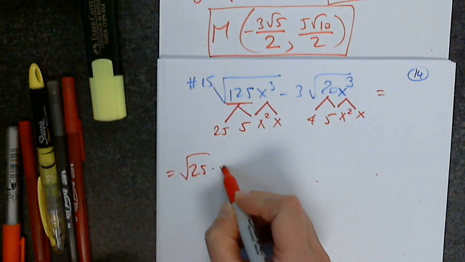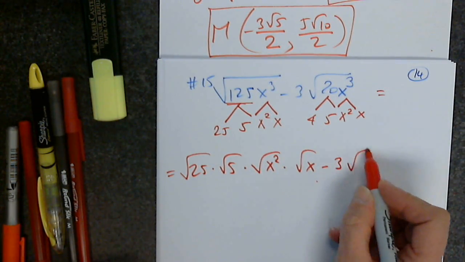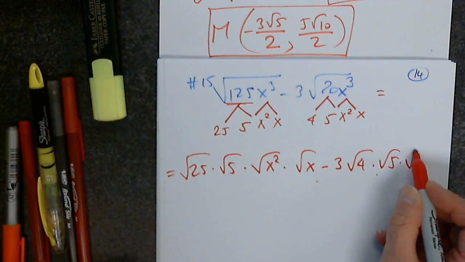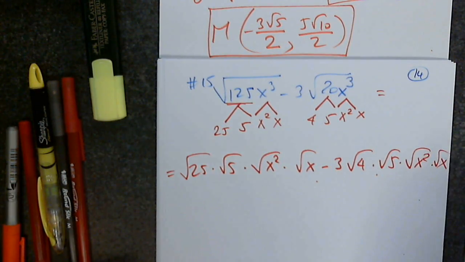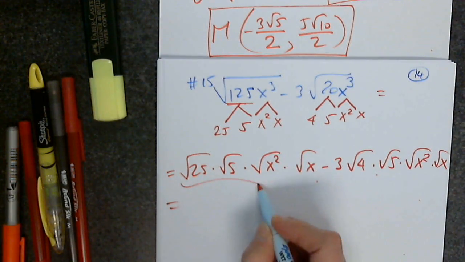The square root of 25 times the square root of 5 times the square root of x squared times the square root of x, minus 3 times the square root of 4 times the square root of 5 times the square root of x squared times the square root of x. If you need this intermediate step, please use it. And now, please simplify this for me.